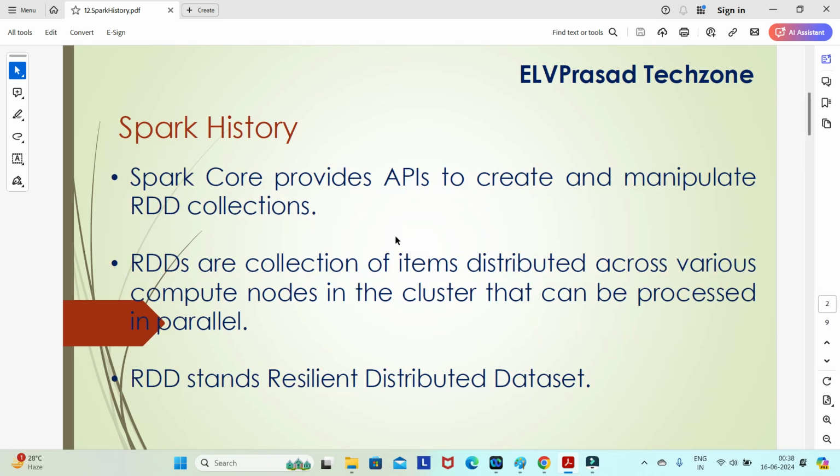Spark core provides APIs to create and manipulate RDD collections, and RDD stands for Resilient Distributed Dataset. Generally, RDDs are collections of items distributed across various compute nodes in the cluster, which can be processed in parallel.